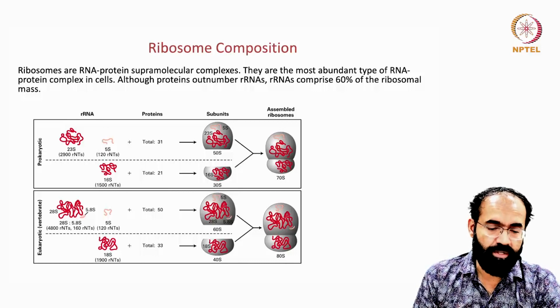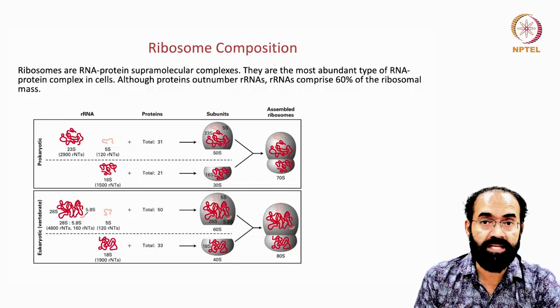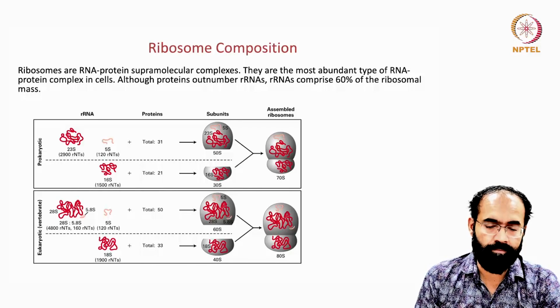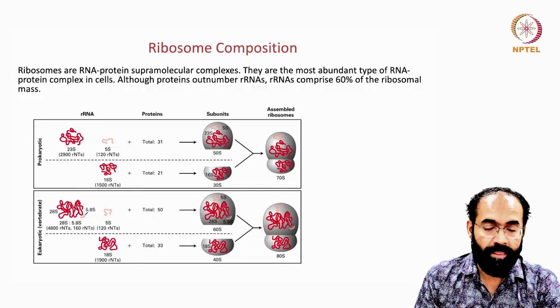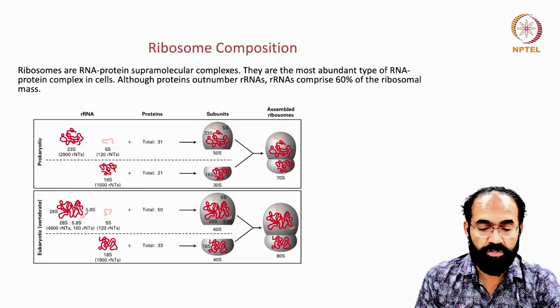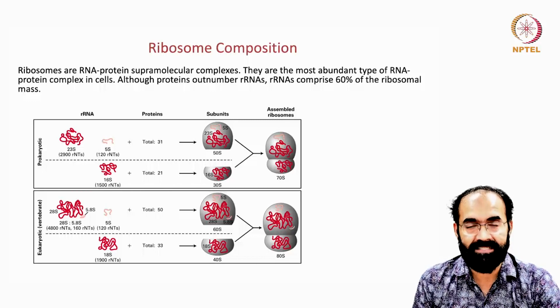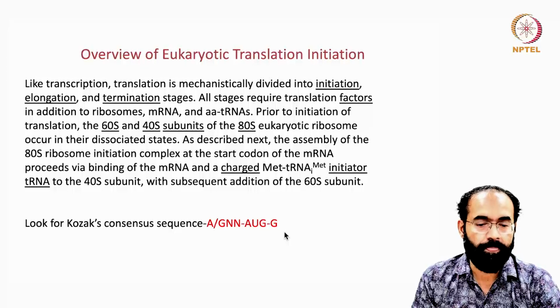And in the same way in eukaryotes, you have 28S, 5.8S and 5S ribosomal RNA, and around 50 different proteins constitute the larger subunit, which is 60S Svedberg units of molecular mass, whereas the smaller subunit has 18S RNA, and around 23 different proteins constitute the smaller subunit. Both together assemble to become the 80S ribosome, which actually participates in protein translation.